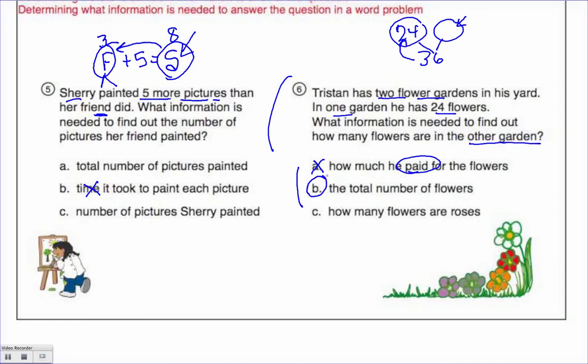Let's check the last one, though, before we make our final decision. Good test takers always look at all the choices before they pick an answer. How many flowers are roses? Roses? What in the world does that have to do with this problem? So that's obviously not the answer.